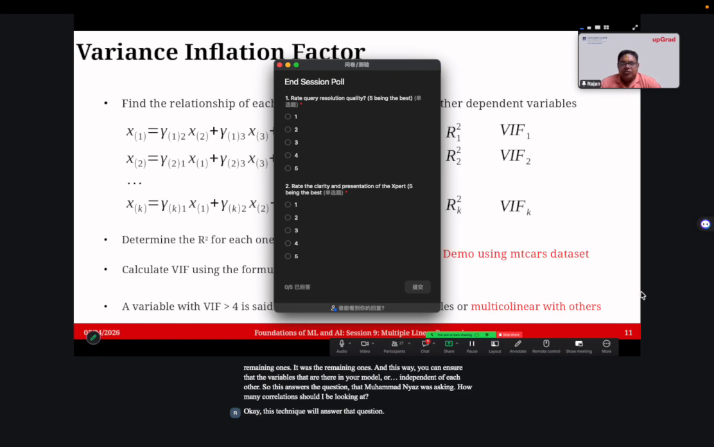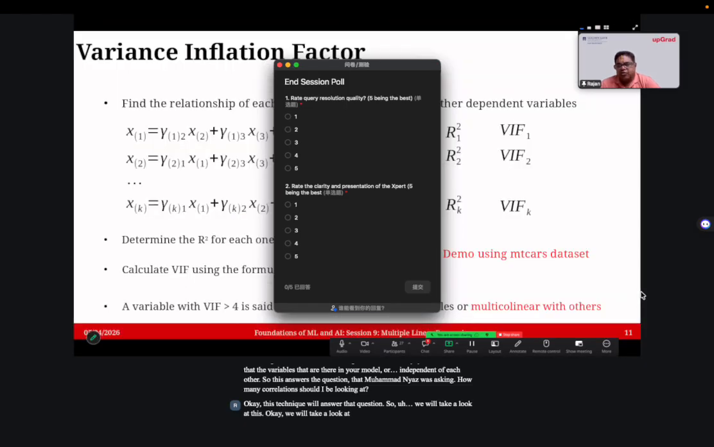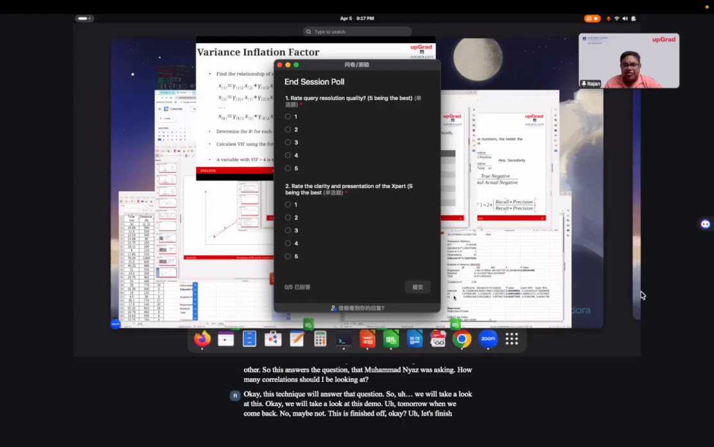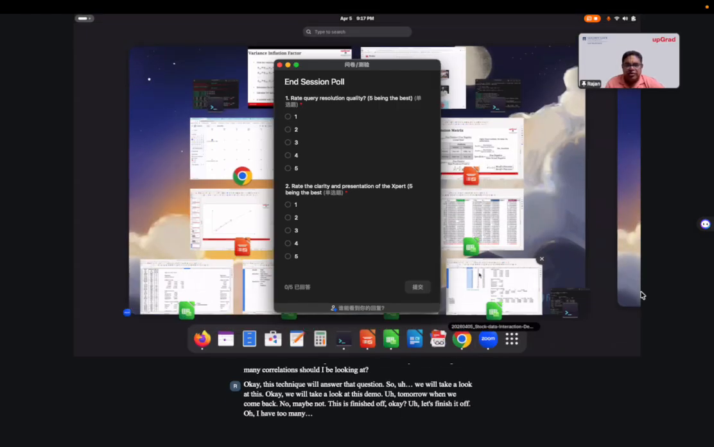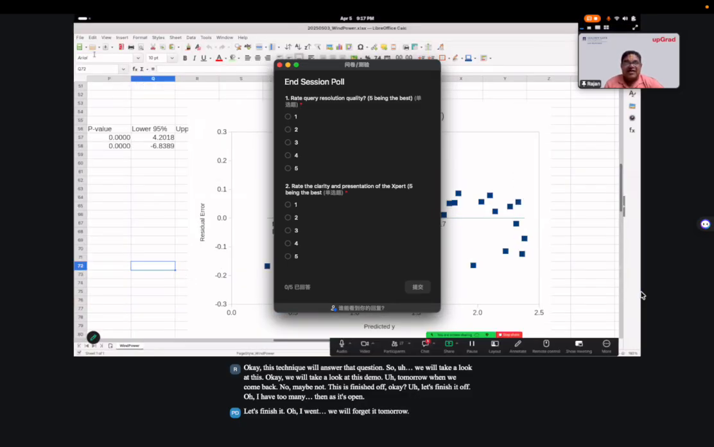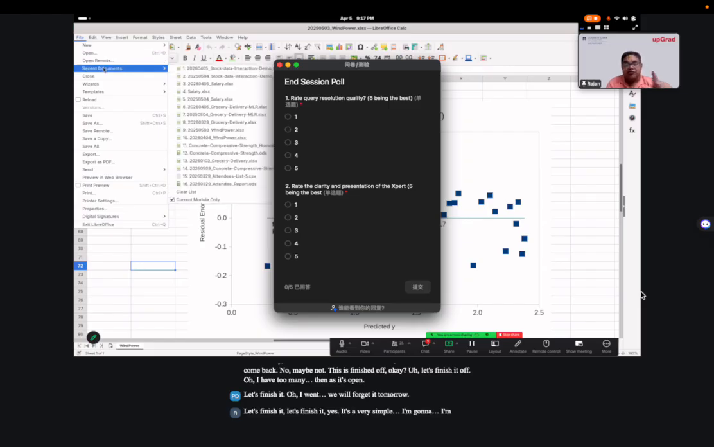So we will take a look at this demo tomorrow when we come back. No, maybe not. Let's finish it off, or we will forget it tomorrow. Oh, I have too many data sets. Let's finish it. Yes, it's very simple.